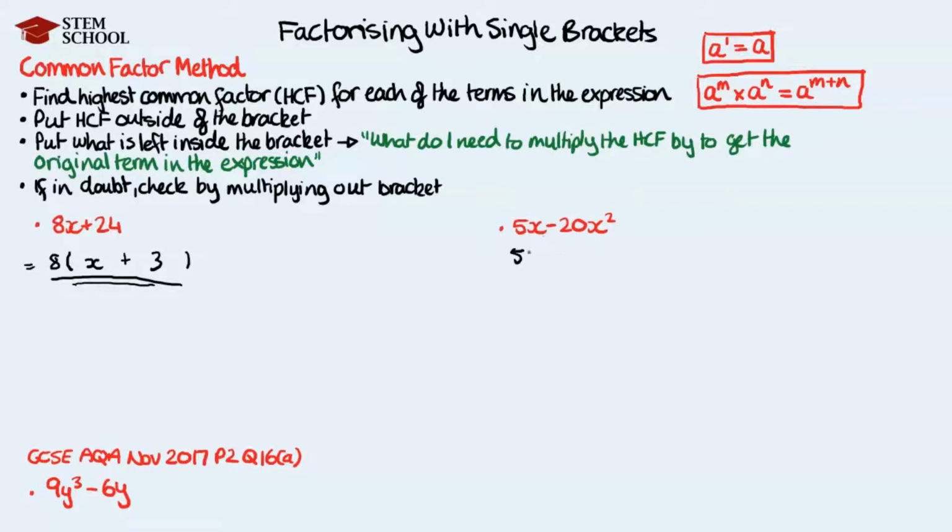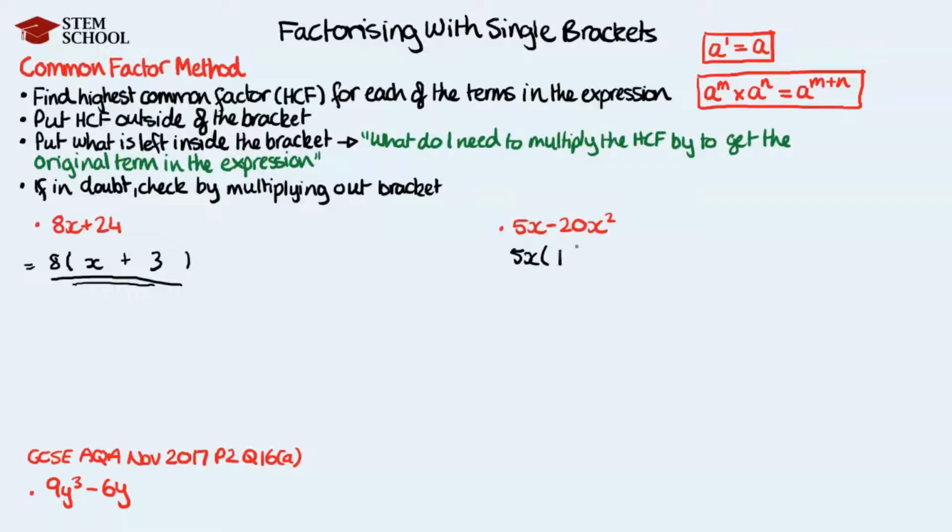We've got the letter x in the first term, and we've got x squared in the second term. So what you do for the highest common factor, you just pick the letter with the lowest power. So we have x to the power of 1 here. So that's the highest common factor, okay? So now we have to say to ourselves, 5x multiplied by what makes 5x?